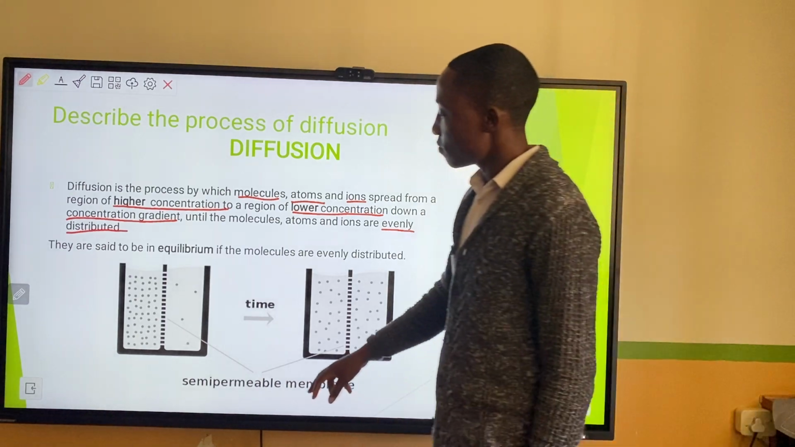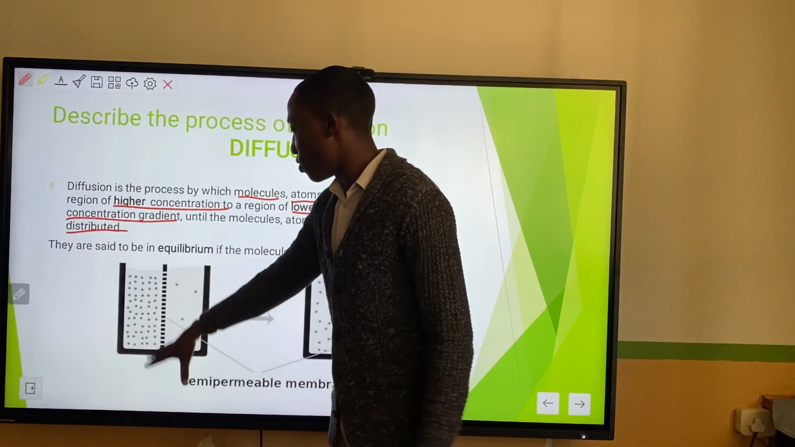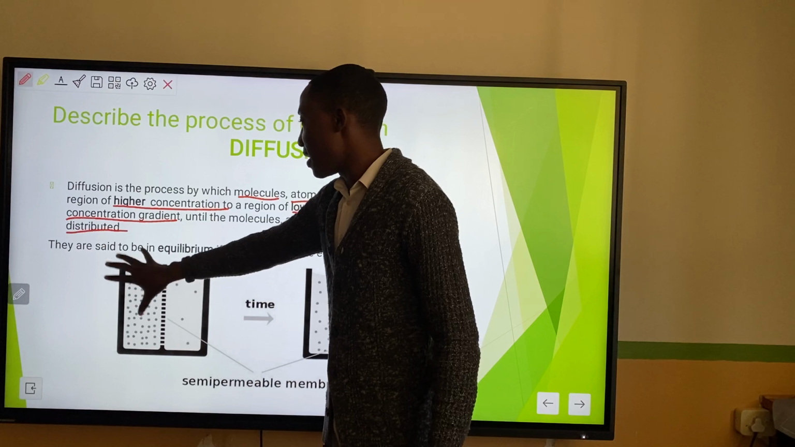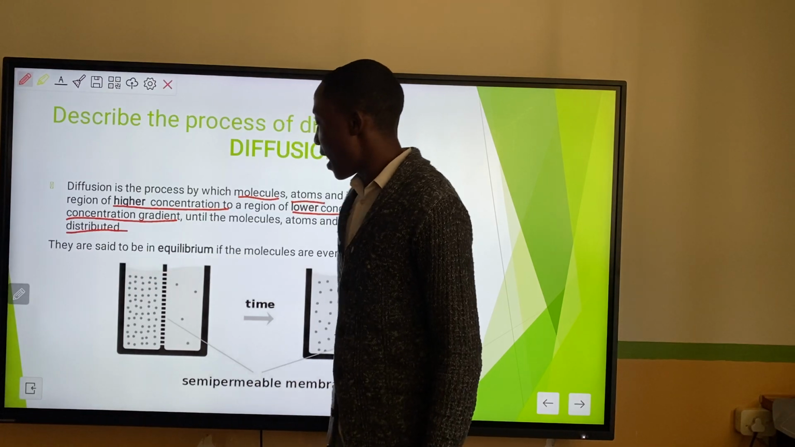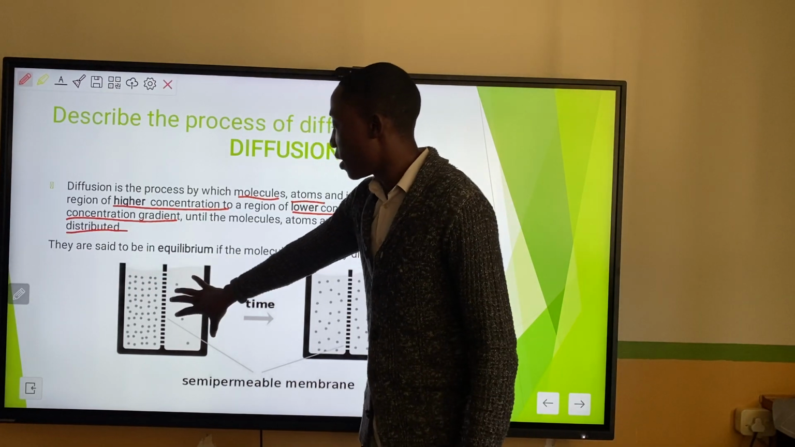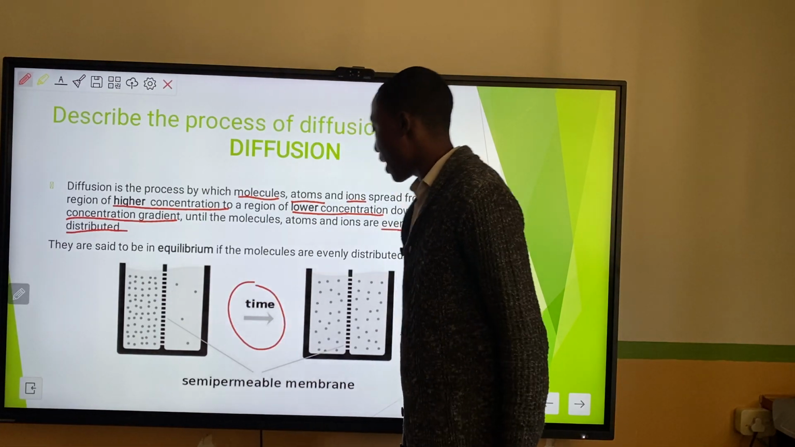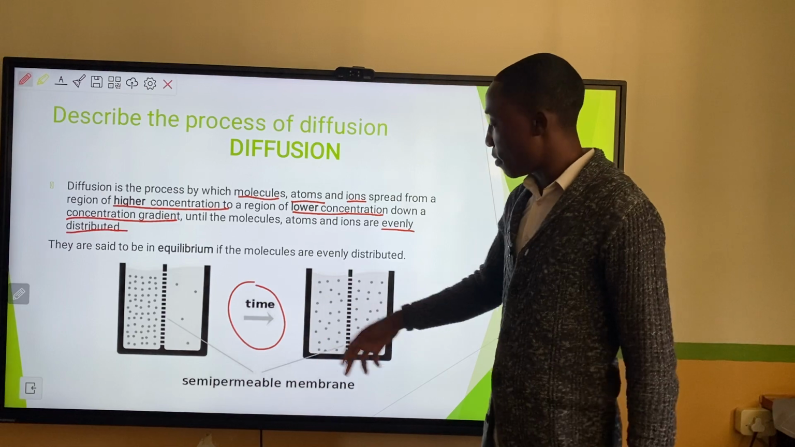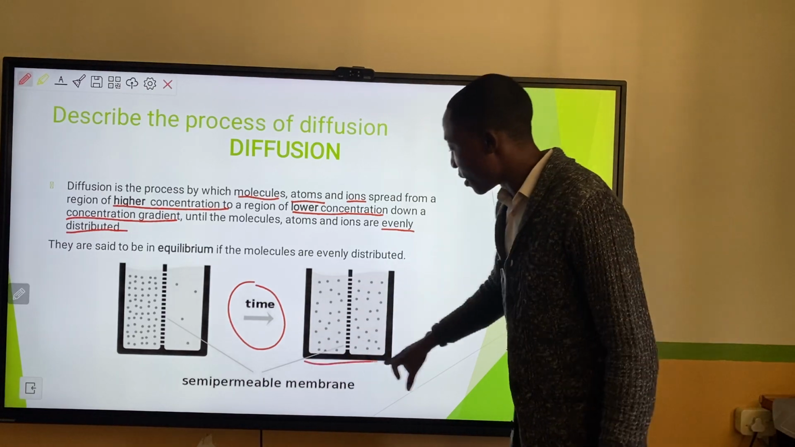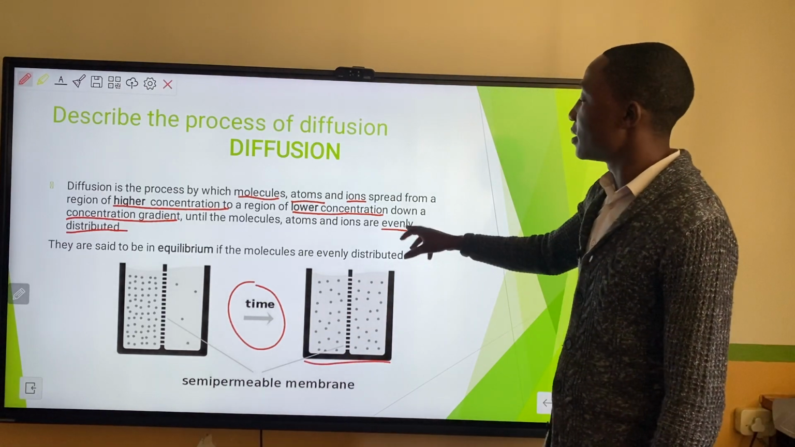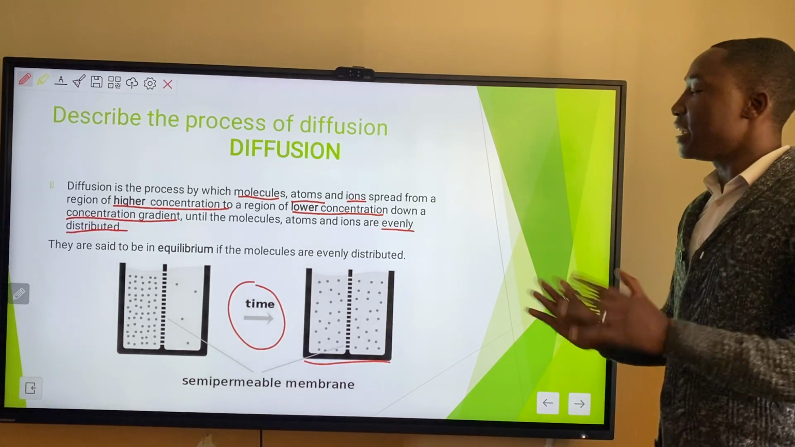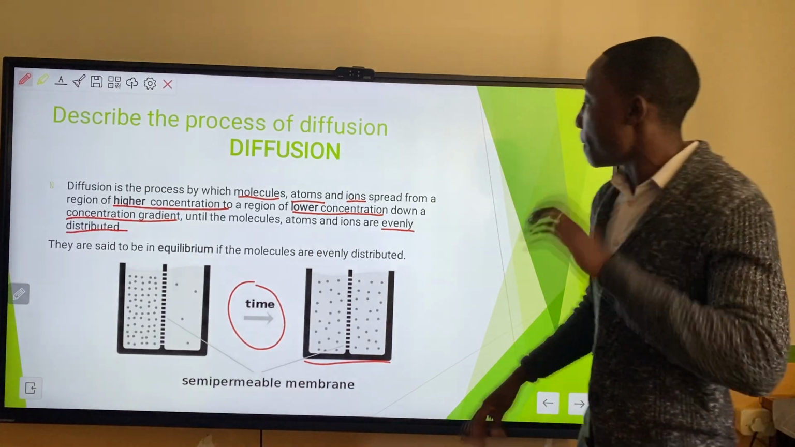So you have molecules, ions, or atoms on one side, and they're highly concentrated there, and they are supposed to move to a region of low concentration, and over time that will continue happening, until equilibrium has been met, or until they are evenly distributed on either side of the membrane.